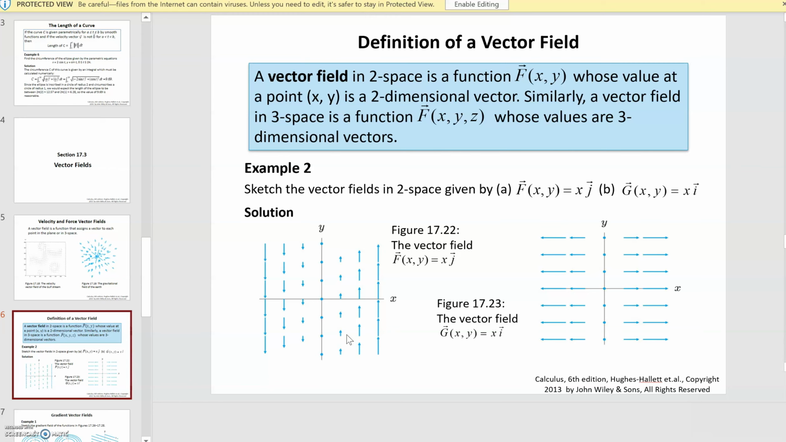Same thing going on for figure 17.23 here on my right. Notice that this is going in the i direction, which would be horizontally. So if you plug in positive numbers, it's going away from the y-axis, right? Same thing for the negative direction as well.